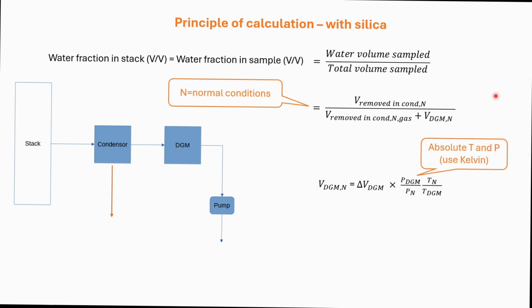So if you're in metric units, use Kelvin. Do not try to use your degrees Celsius because it's ideal gas law based. It will be wrong. You have to use Kelvin and you have to use absolute pressure. So that's the first term. That is the volume that we sampled in the gas phase that went through our dry gas meter. The rest of this video is going to deal with this term, the volume that we removed in the condenser. Now let's get into that.